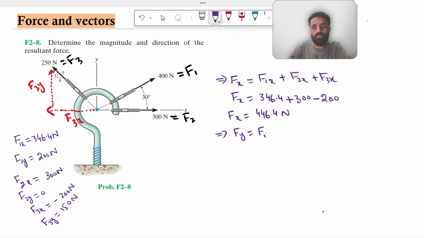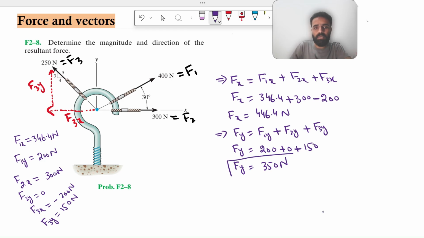Now do calculation for the Fy, like adding all the vertical values of the forces. So F1y, this is the y component of the F1 force, plus F2y plus F3y. So adding all the values, F1y value is plus 200, then F2y value is 0, then F3y value is 150. So we got the value of Fy, which is 350 Newton.